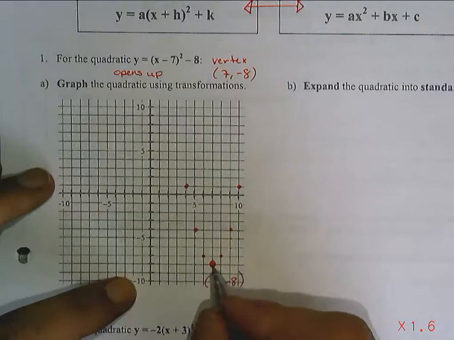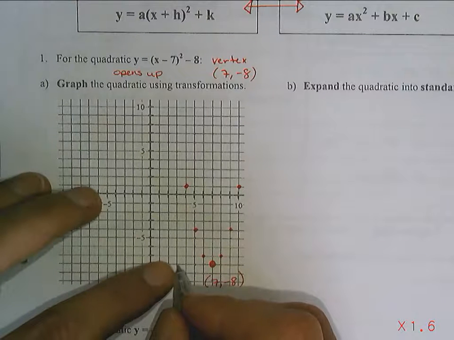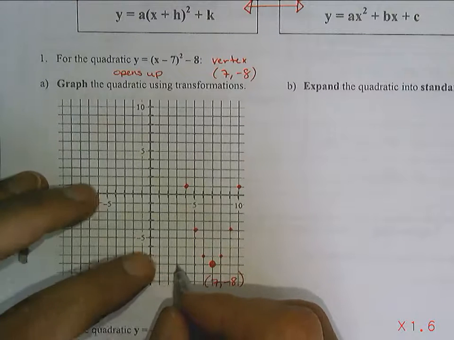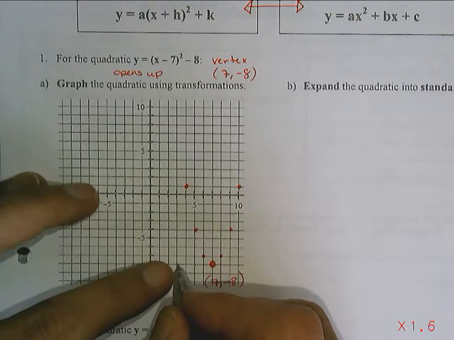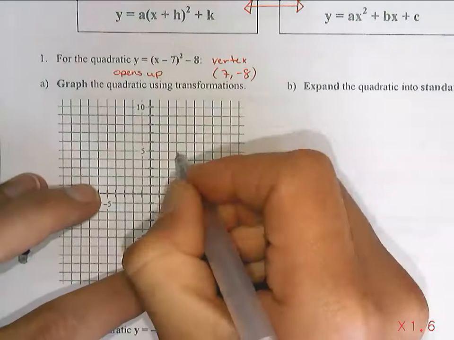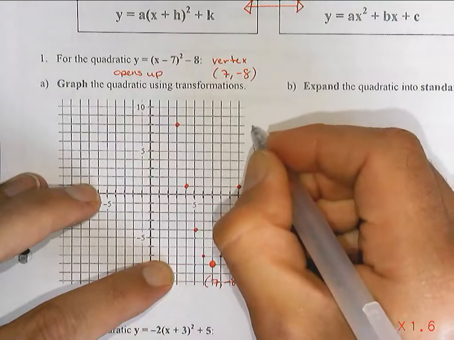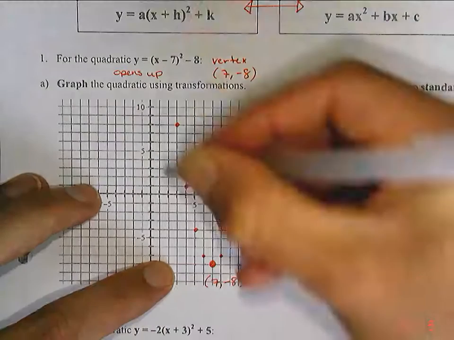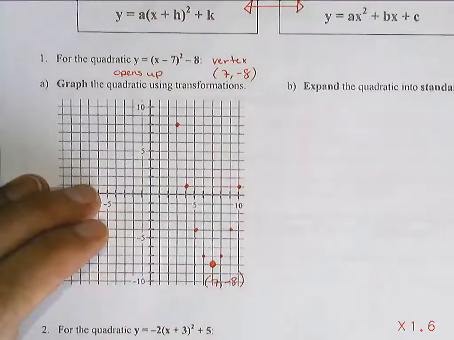Now if I go over 4, I should go up 16. So from negative 8, I should go up to positive 8. So 5, 6, 7, 8. And this is going to come off the screen now. It's obvious that I'm not going to be able to get this value over here either.